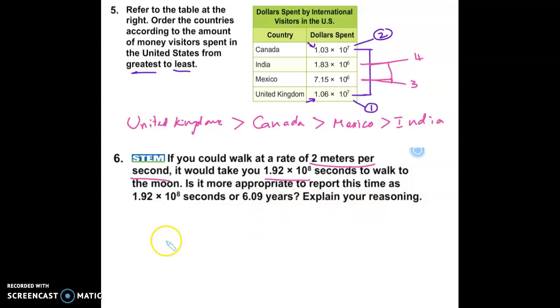So we can say the measure of 6.09 years is more appropriate, because the number 1.92 times 10 to the 8 is very large. So choosing a larger unit of measurement is more meaningful. So obviously writing 6.09 years is appropriate. We cannot say the other is wrong, but again, it's more meaningful to write the smaller number with a larger unit. So in writing scientific notation, it's always helpful.